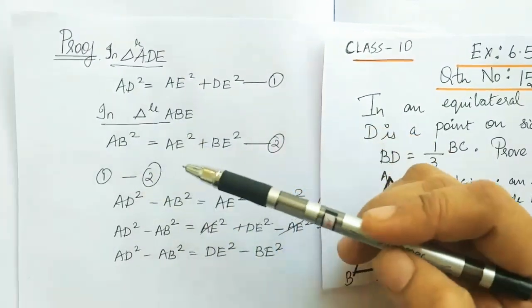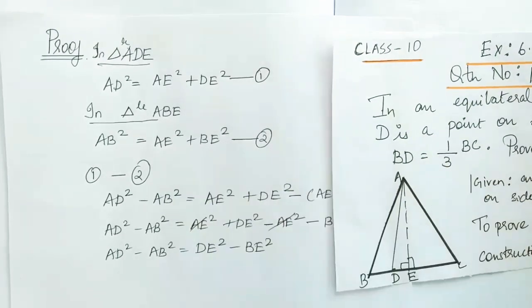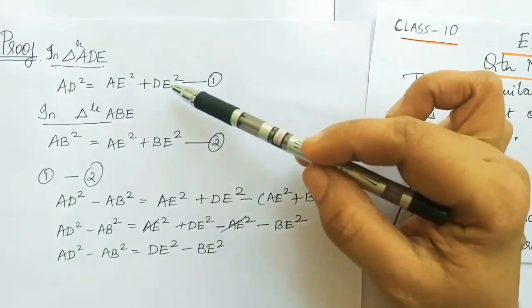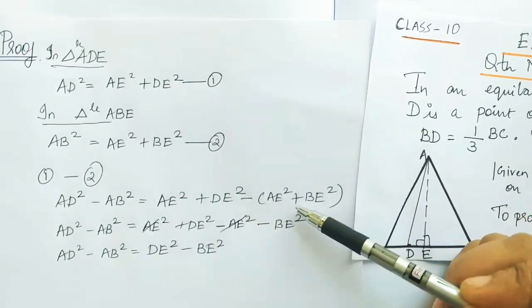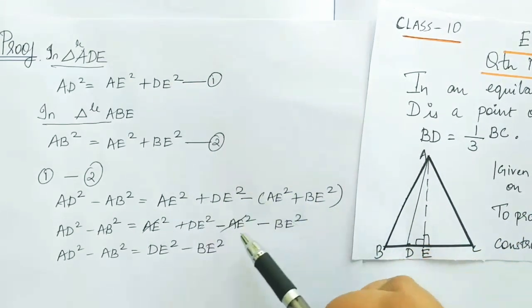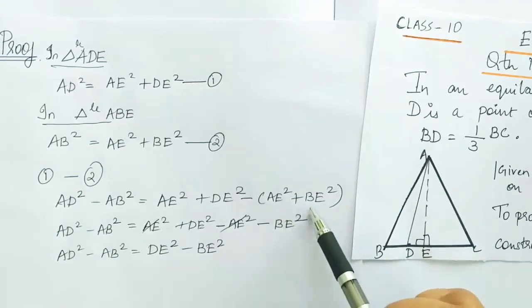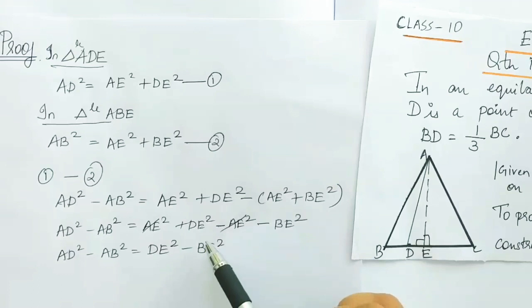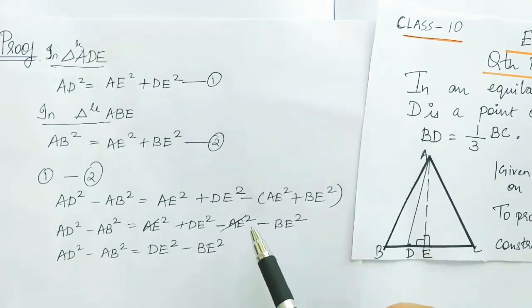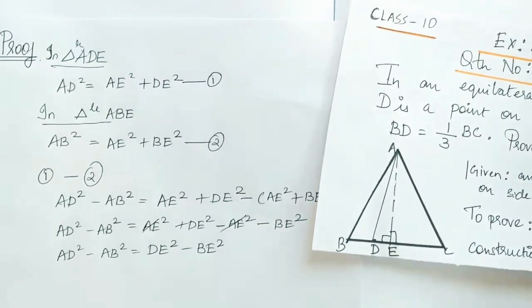LHS minus LHS gives you AD square minus AB square is equal to AE square plus DE square minus, in brackets, AE square plus BE square. When you take the negative sign inside the bracket, you get negative AE square, negative BE square. So positive AE square and negative AE square get cancelled. What remains here is DE square minus BE square. Just like we did in the earlier question number 14.